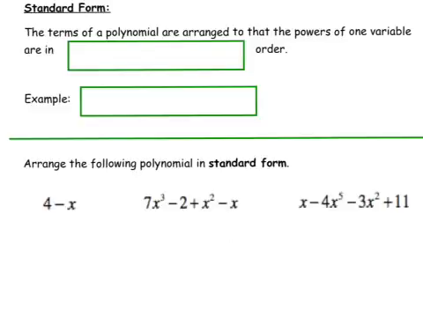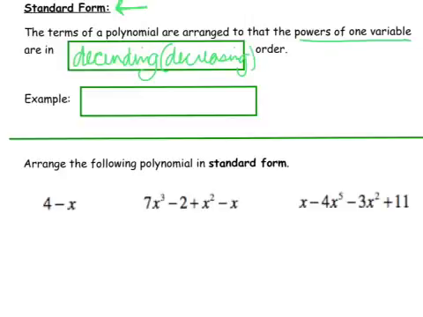Next, we have a new vocabulary word. We have standard form. So we're going to be putting answers in standard form, and what that means, it says the terms of our polynomial are arranged so that the powers of our variable are in descending order. So that means that they're going to be decreasing, highest to lowest. And so we're going to have x^4, then an x^3, then an x^2, then an x^1, and then we could have just a number.